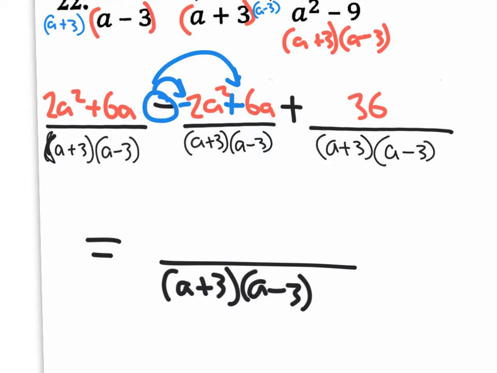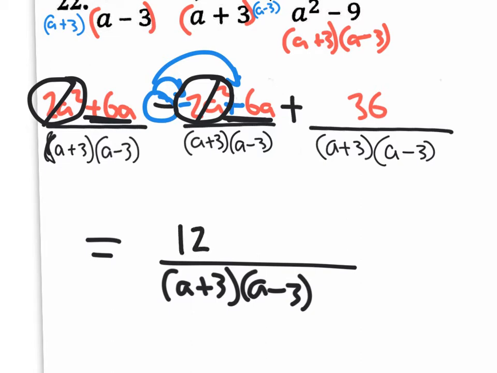So when we start combining the like terms of 2a squared combined with the negative 2a squared, what happens? Cancels out. It's not there anymore. How about this positive 6a with this positive 6a? That'll be a positive 12a. Yay? Okay, and last but not least, we have a plus 36 from the third numerator, 36.